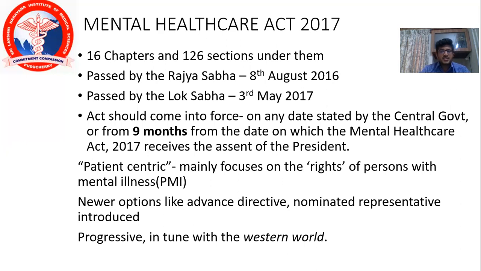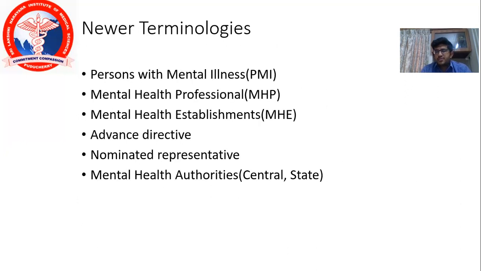It mainly focuses on the rights of a person with a mental illness. There are also newer options like the Advance Directive and Nominated Representative, which were introduced. It is said to be progressive and in tune with the Western world. The newer terminologies introduced in this new Act include person with a mental illness, mental health professional, mental health establishment, advance directive, nominated representative, and mental health authorities, central and state. First we can take these one by one.